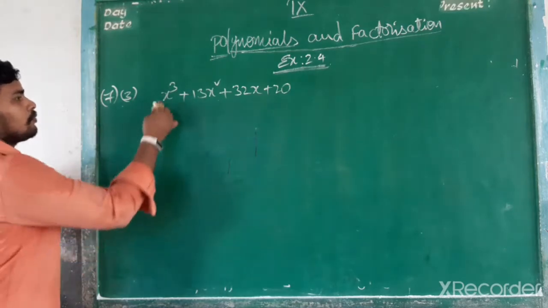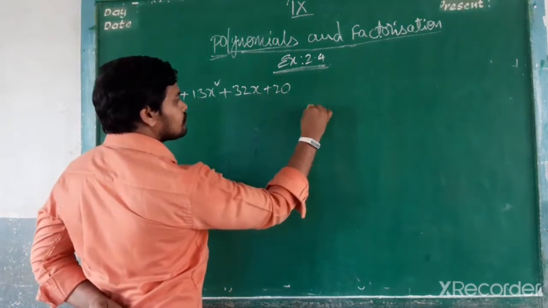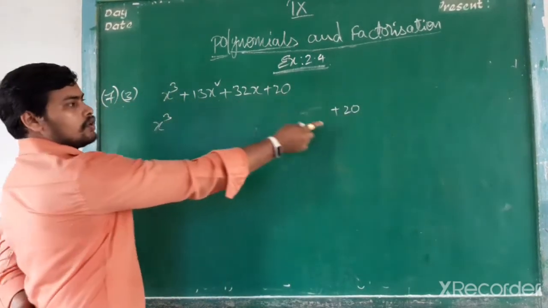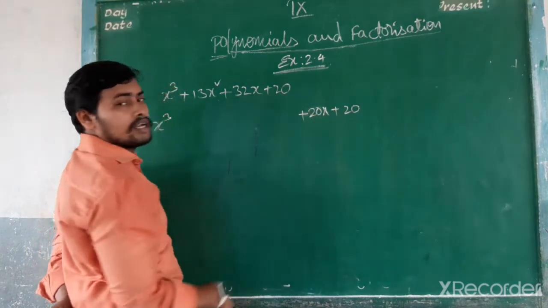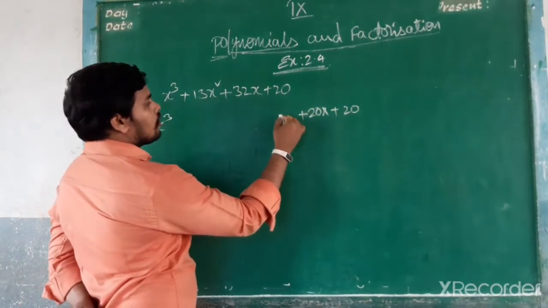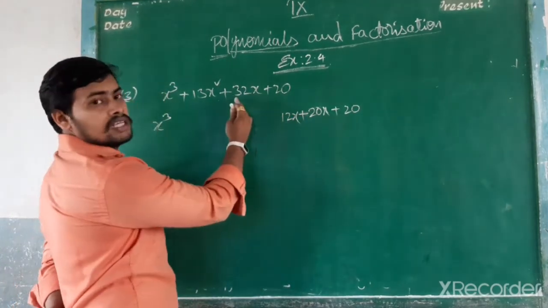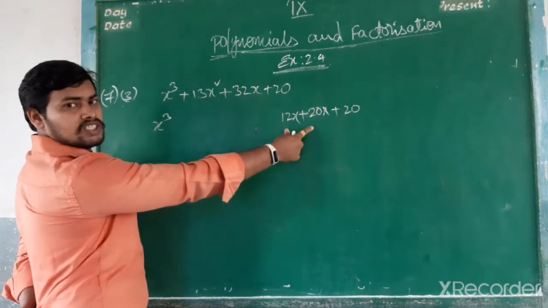Okay, first simply write x cube as x cube and 20 as 20. But here 20, you have to write 20x. You have to write plus. Okay, 12x plus 20x, 32x. So 32x is easily split as 12x plus 20x.